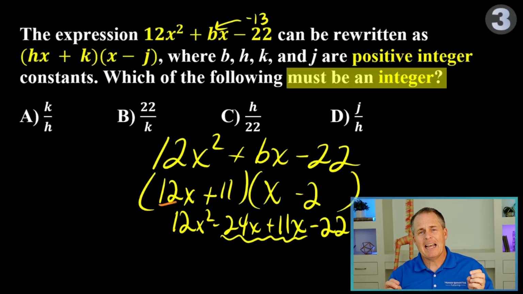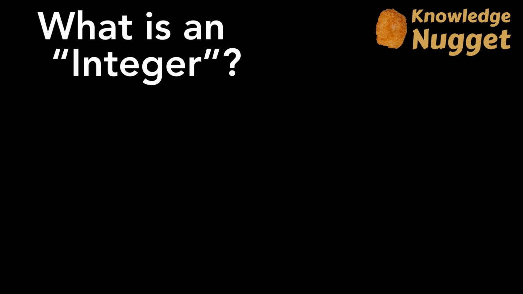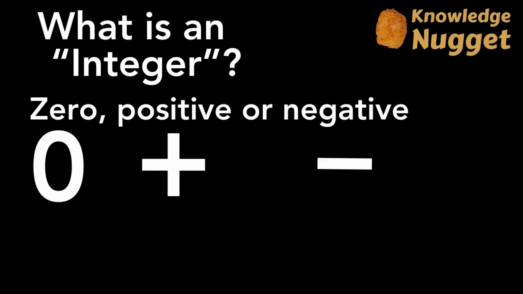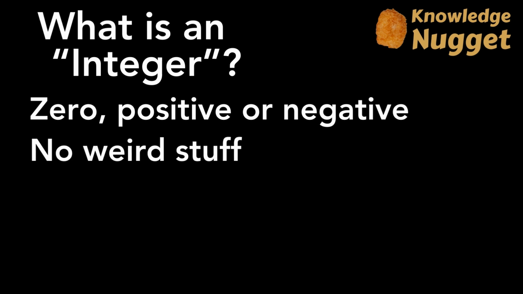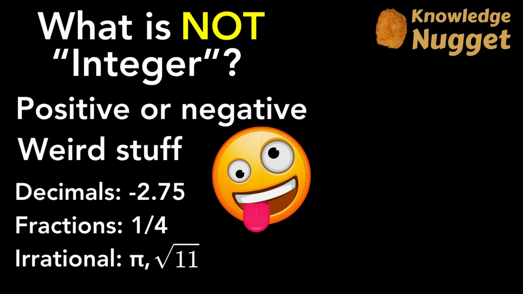The question is asking which of the following must be an integer. Do you remember what an integer is? If not, you should probably write this down this time. An integer can be 0, positive or negative, whole numbers, and no weird stuff. What's not an integer? The weird stuff, like decimals, fractions, and irrational numbers.